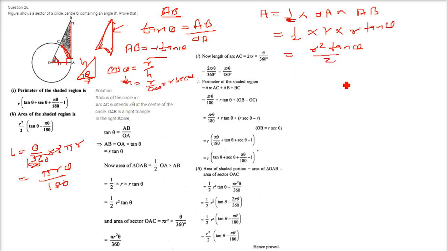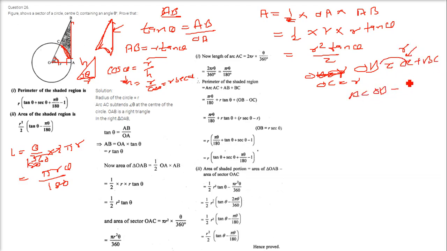So this whole is R, OB is not R. This OB we have to find out. Sorry. And what is this OC? This is R. So what is this OB? OB is nothing but OC plus BC. OC is R. BC we have to find out.